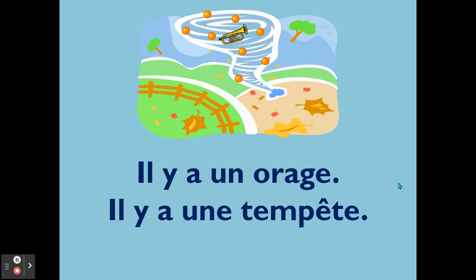Il y a un orage et il y a une tempête. So remember my joke about the storm. There's oranges and a trumpet in the storm because this looks like orange and this looks like trumpet. So il y a un orage, il y a une tempête. There is a storm. Just 2 different ways to say it.